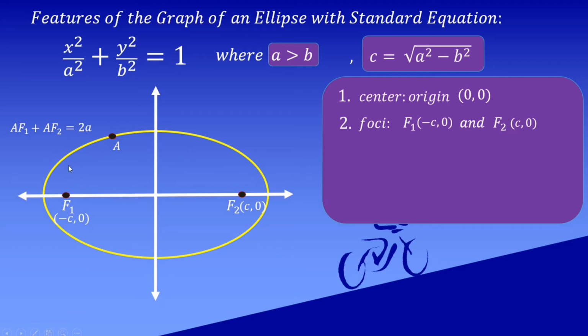We have another point on the ellipse. Yan tinatawag na V1 or the vertex 1. Ang kanyang coordinates is negative a and 0. So we have also the vertex 2 or V2, the coordinates is a and 0. And vertex 1 and vertex 2 are collinear with the center and foci. Isang direction lamang ang ating foci, vertex, and center.